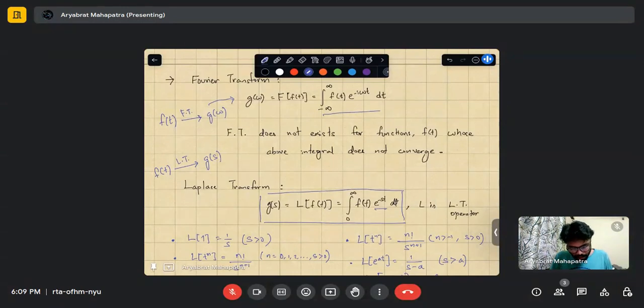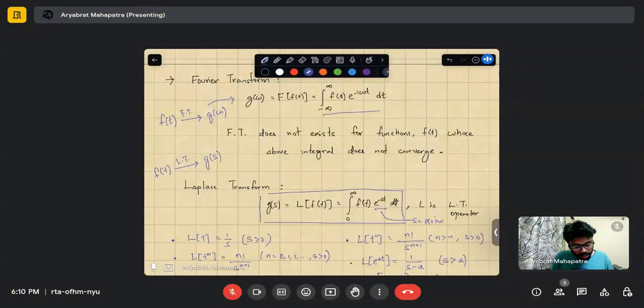This s is basically a complex number. Earlier, in the case of Fourier transform, you only had omega, which was just simply a real number. But now s is some complex number. This s, which is appearing right here, is some alpha plus i omega.